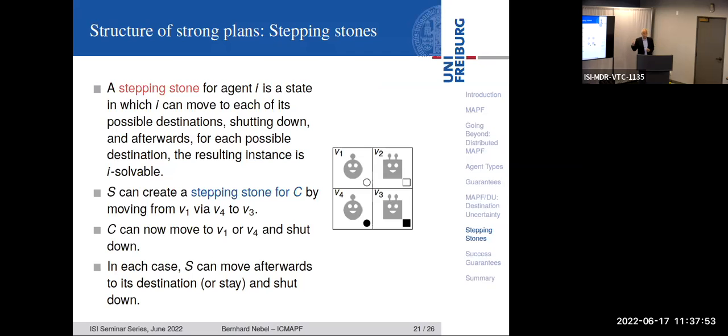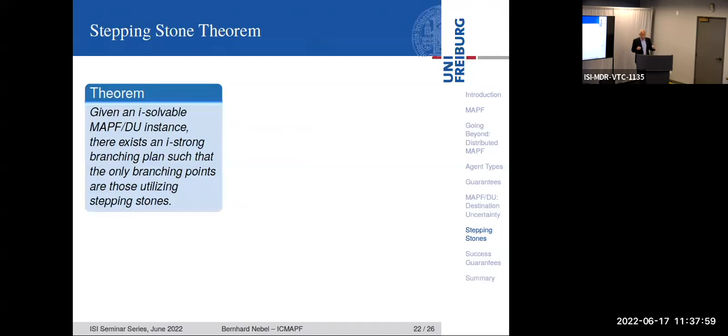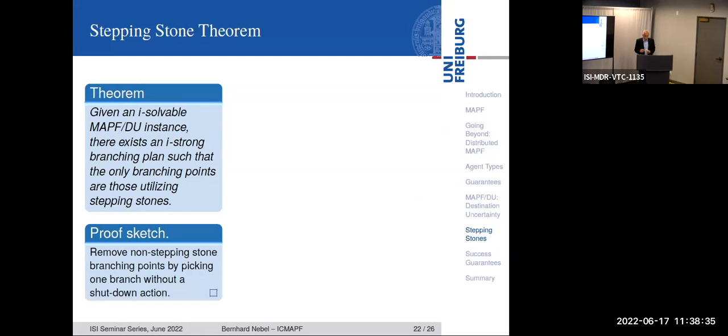And actually, this is the key to understanding what's going on with these branching plans. We have formulated that as the stepping stone theorem. It says that if you have a solvable instance, then there exists an I-strong plan, by definition. And the branching points in these plans are those utilizing stepping stones. So when you look at all the branches, there can be only finitely many branching points above each other. It's not that there can be many, there can be only a few.